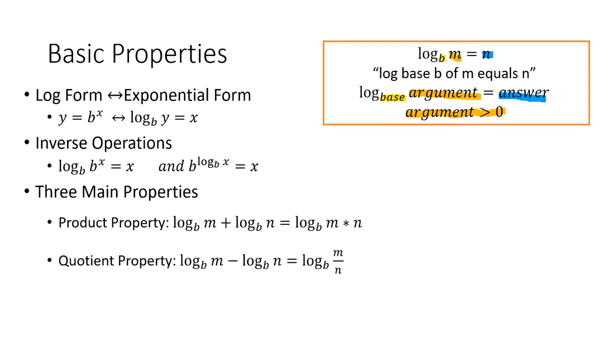Then I've got the three main properties that we've gone over and that you have probably seen in your class: the product property, the quotient property, and the power property. A couple things I want to emphasize here is that for the product and the quotient property, you're getting it down to one log. You're condensing it to one log. So you want to make sure when you use these properties that you only have one log when you condense it.